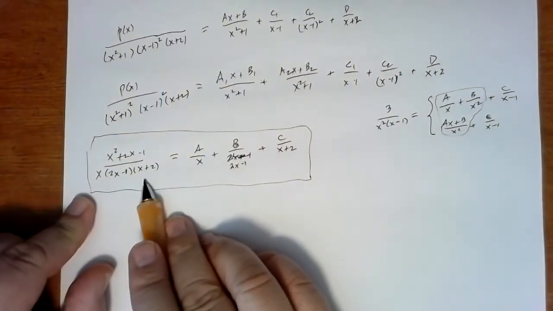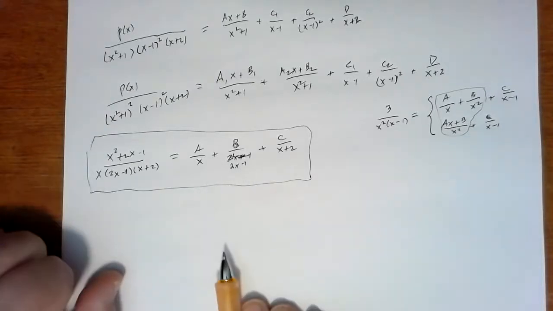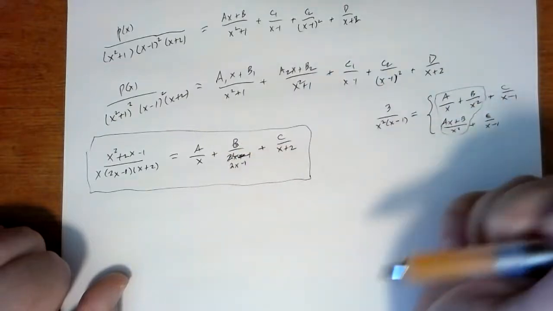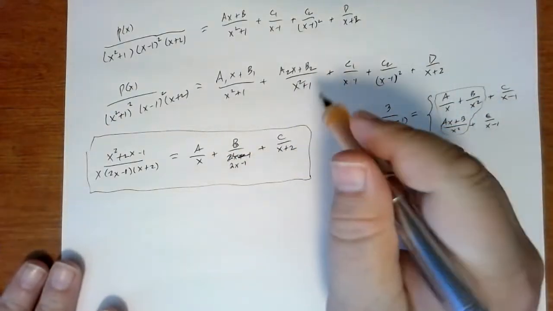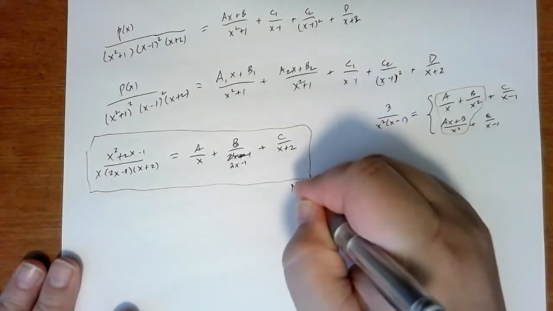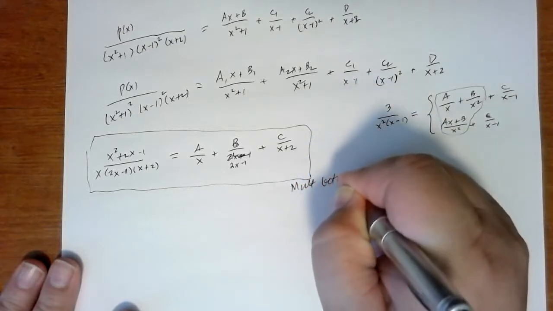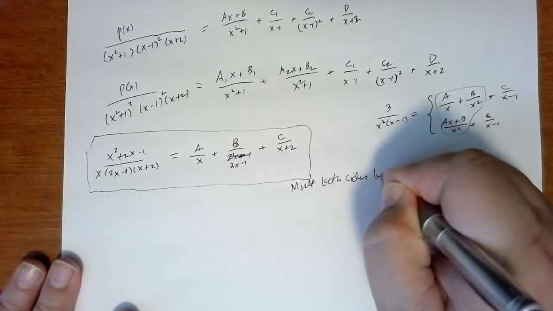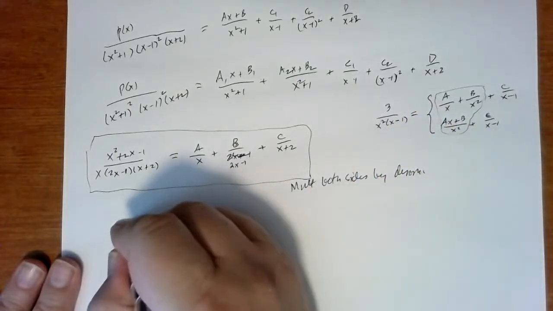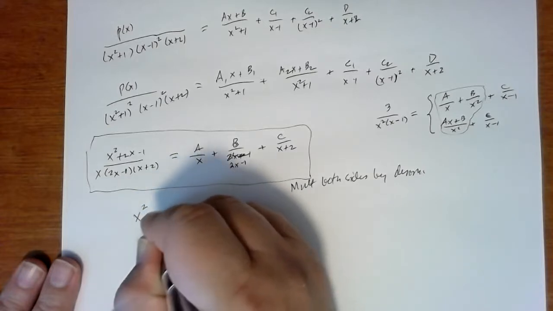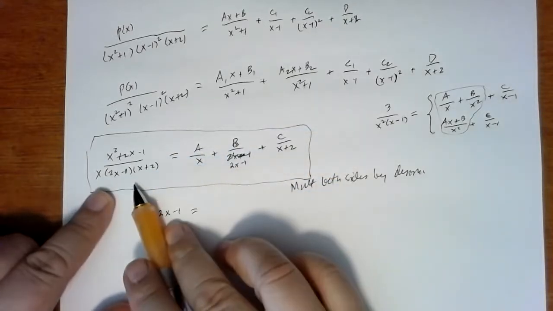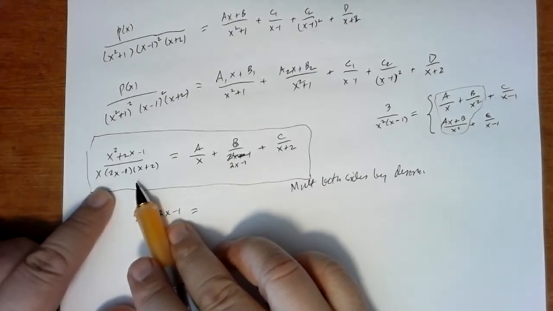In this case, we have three distinct linear factors, so we have three distinct expressions over there. And now the question is, how do you solve for a, b, and c? Well, the way you do it is you clear the fractions by multiplying both sides by the denominator. So if we do that, on this side we just get x squared plus 2x minus 1. And on this side, don't multiply the denominator out. Leave it in factored form.